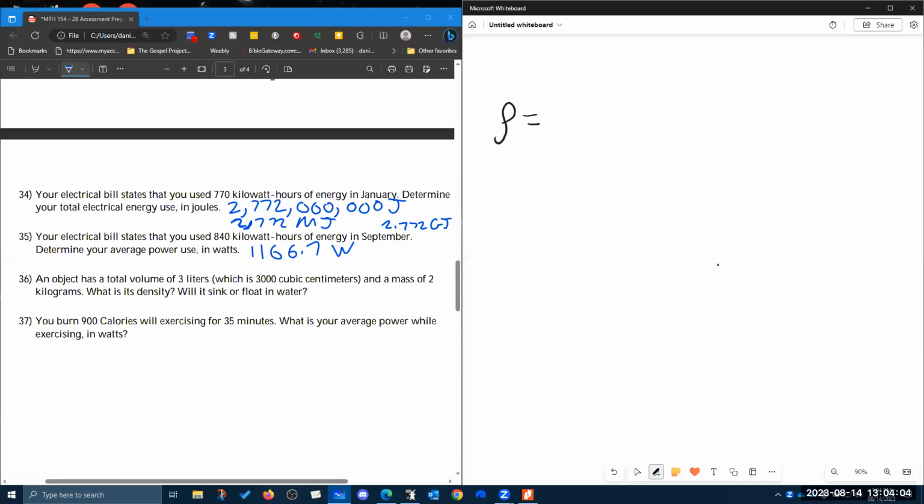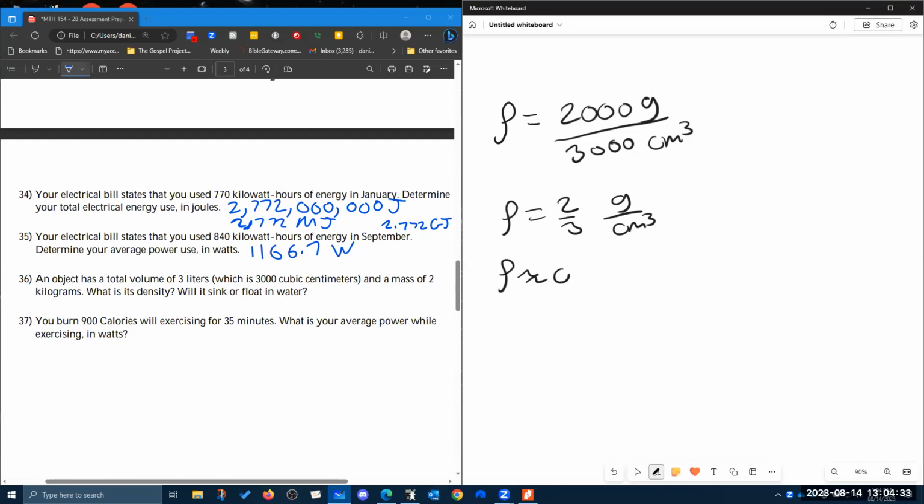So its mass in grams is going to be 2,000 grams. Its volume in cubic centimeters is going to be 3,000 cubic centimeters. So its density is going to be 2/3, or we can say that it's about 0.67 grams per cubic centimeter. That's exactly 2/3 because the density is less than 1. It will float in water.